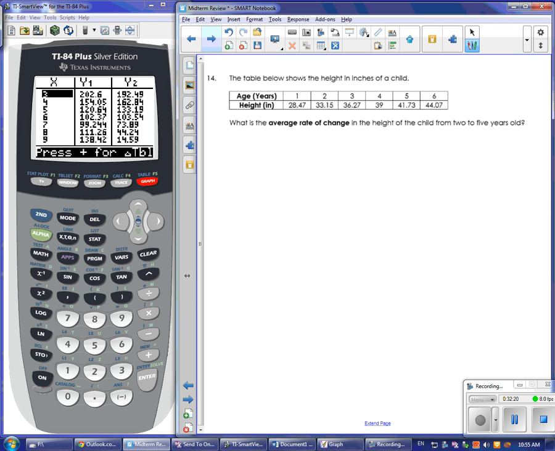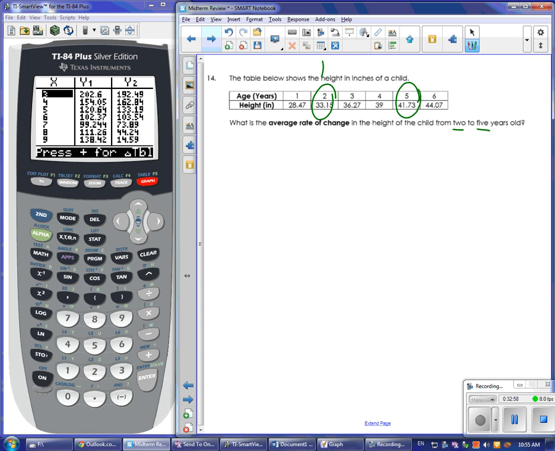All right. In number 14, we are looking for the average rate of change. And in number 14, this is a problem that you are allowed to use your calculator. The average rate of change, we are essentially finding the slope between 2 points. So we're given a table that shows the age of a child and the child's height in inches over several years. So if I want to find the average rate of change in height from age 2 to age 5, those are the only 2 ordered pairs I'm interested in. This one and this one.